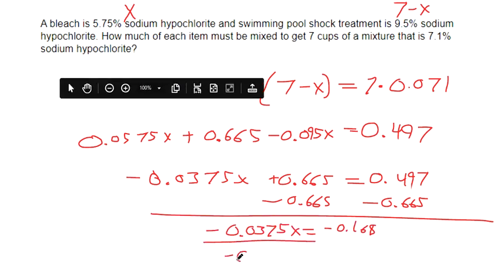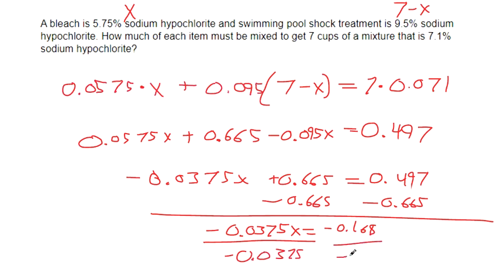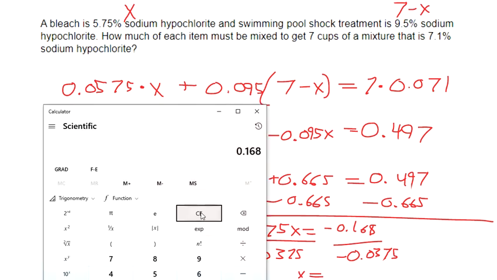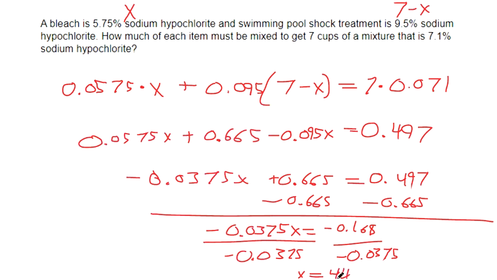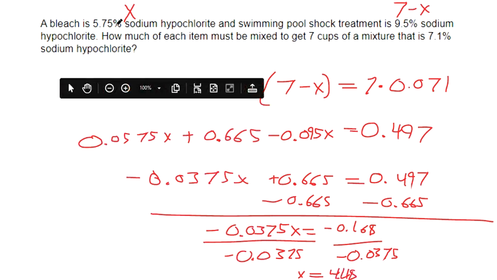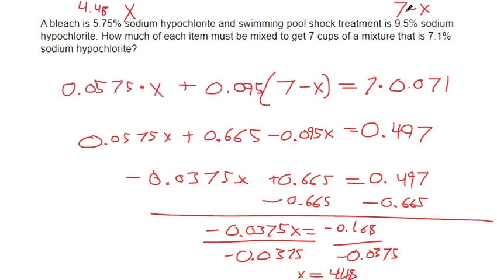And then to finish getting x by itself, we divide both sides by negative 0.0375. So the decimals are yucky, but this should feel a little bit familiar to stuff we've done already in this quiz. So we get 4.48. There's 4.48 cups, and we said x was the 5.75% solution. And then to find out the amount of the shock treatment, you just take 7 minus 4.48.